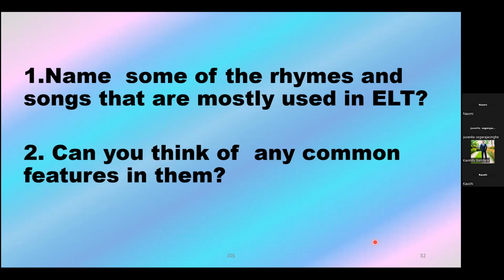Answer these two questions, go through them and try to answer. Name some of the rhymes or songs that are mostly used in ELT. Any rhyme or song? Common ones like Baa Baa Black Sheep or Rain Rain, like that. Whatever you have learned or maybe your children have learned.